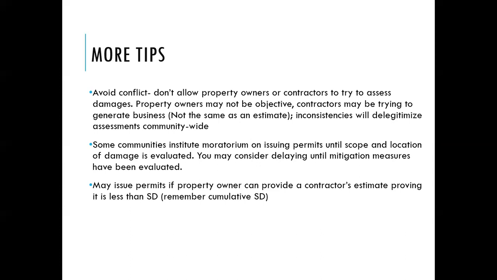So you could institute a moratorium on issuing permits until the scope and location of the damage is evaluated, and you might consider delaying until mitigation measures have been evaluated. So you can issue permits if the property owner can provide a contractor's estimate that's proving it's less than substantially damaged. And of course, remember the cumulative substantial damage.